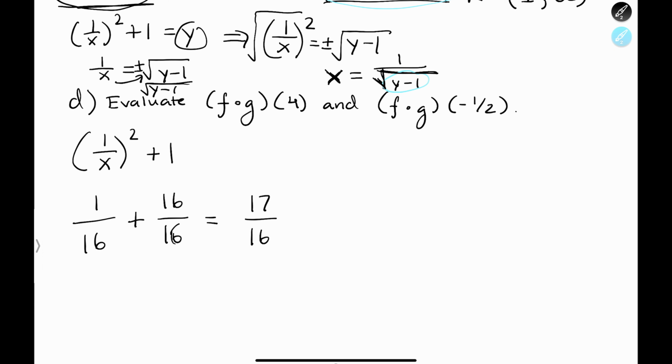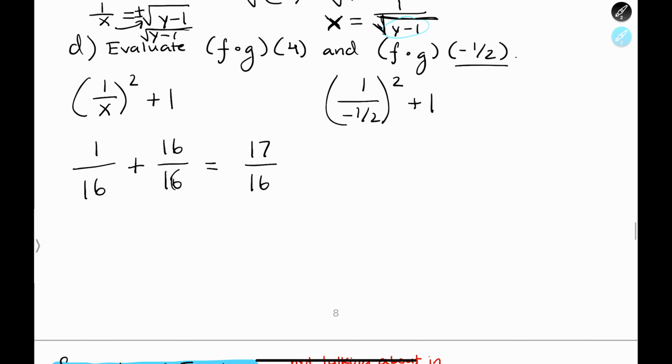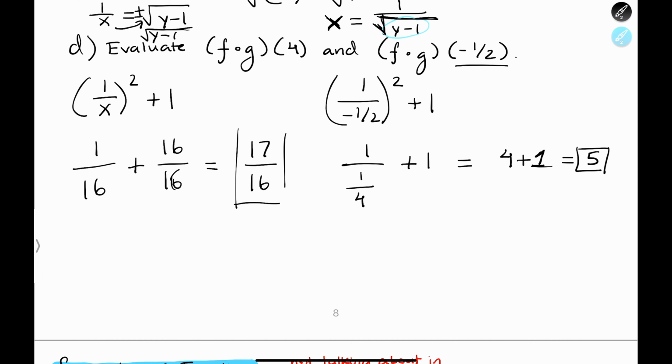And so for negative 1/2, it would be 1 over negative 1/2 squared plus 1. And we would get 1 over 1/4, yeah, 1 over 1/4 plus 1. And that's equal to 4 plus 1, or 5. So these are the answers to part D.